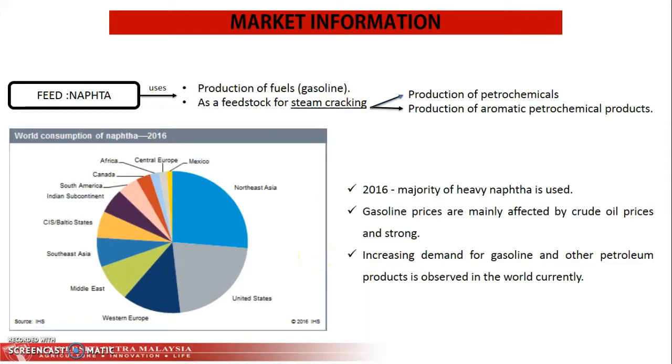Okay, so now I will explain about the market information. As we know, in catalytic reforming the feed is naphtha, and in 2016 the majority of heavy naphtha was used. This is the world consumption of naphtha in 2016. As we can see, Northeast Asia and the United States consume most of the naphtha.